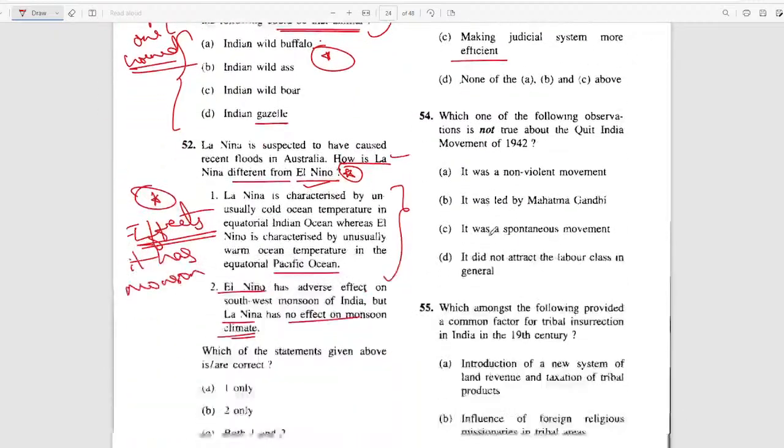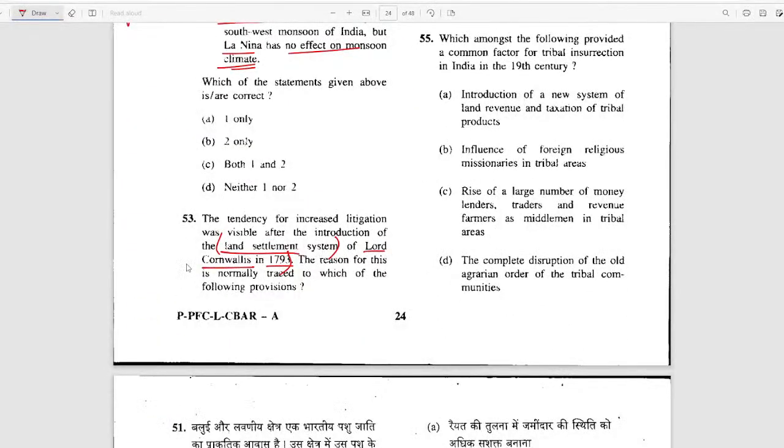Go through these land revenue systems of Lord Cornwallis, also go through Lord Cornwallis, the Governor Generals or Viceroys and their policies. So go through those things and also the land revenue systems that the Britishers had.